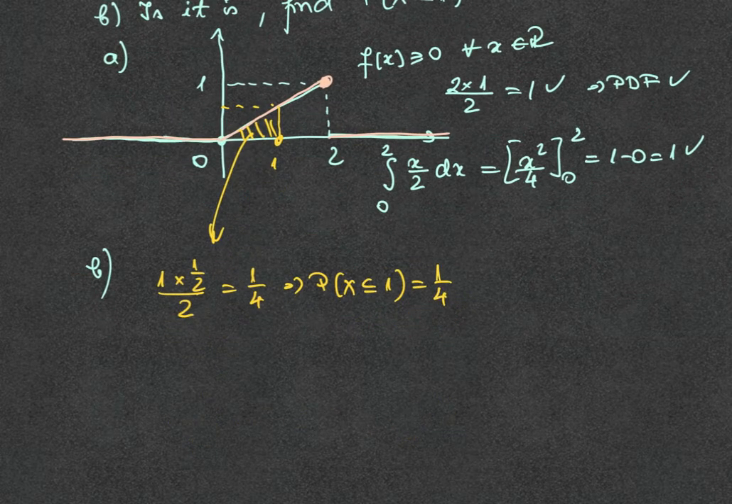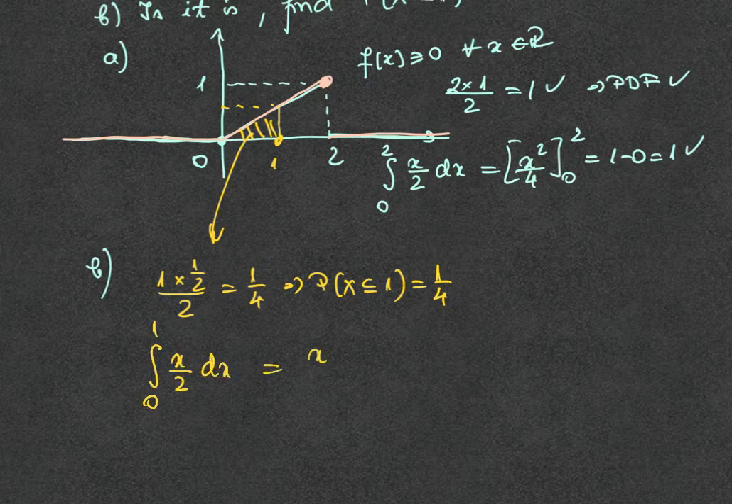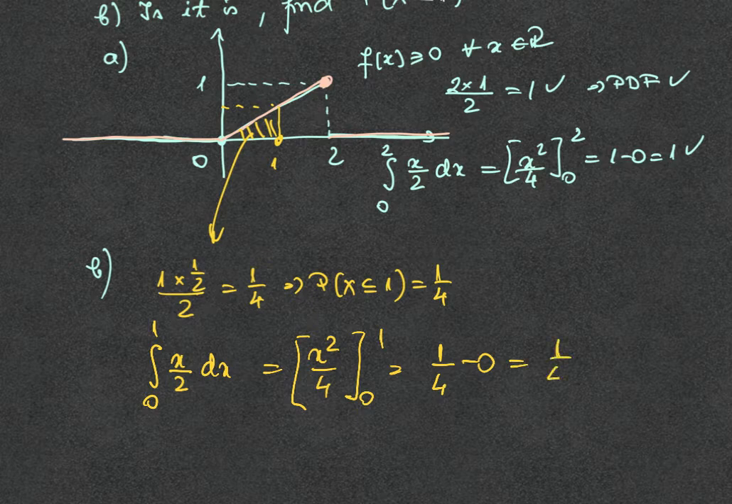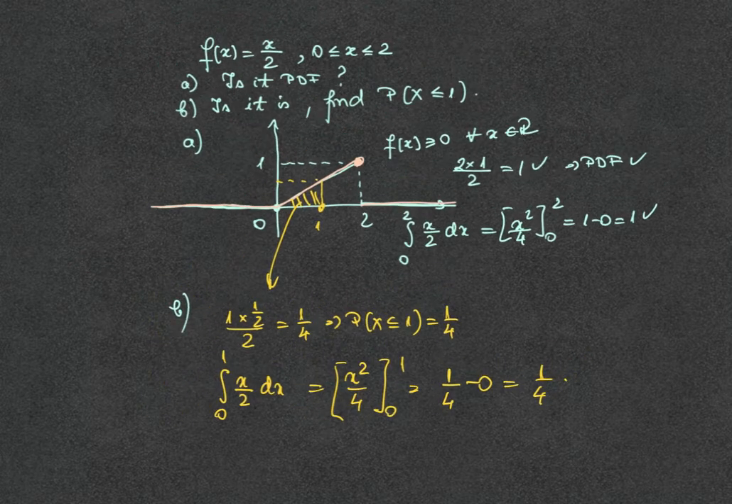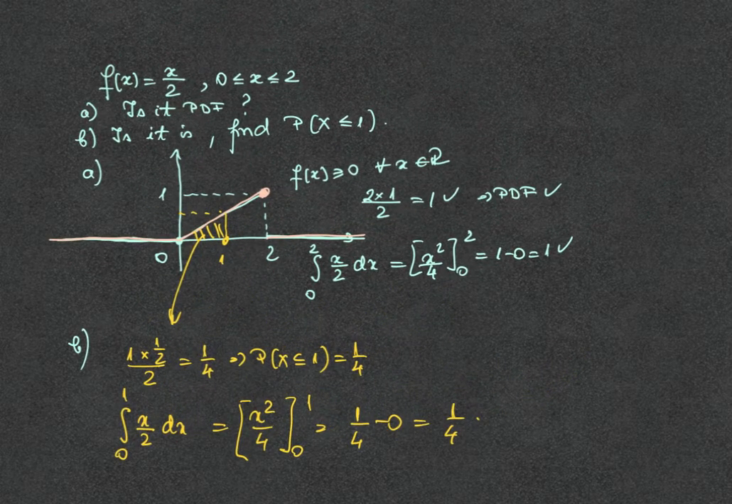Of course, you could have done the integral as well. So the integral from 0 to 1 of x over 2 dx. It's x squared over 4 from 0 to 1. So it's 1 over 4 minus 0, the same 1 over 4. I use the second method only when the function is complicated and I can't find the area from the graph.